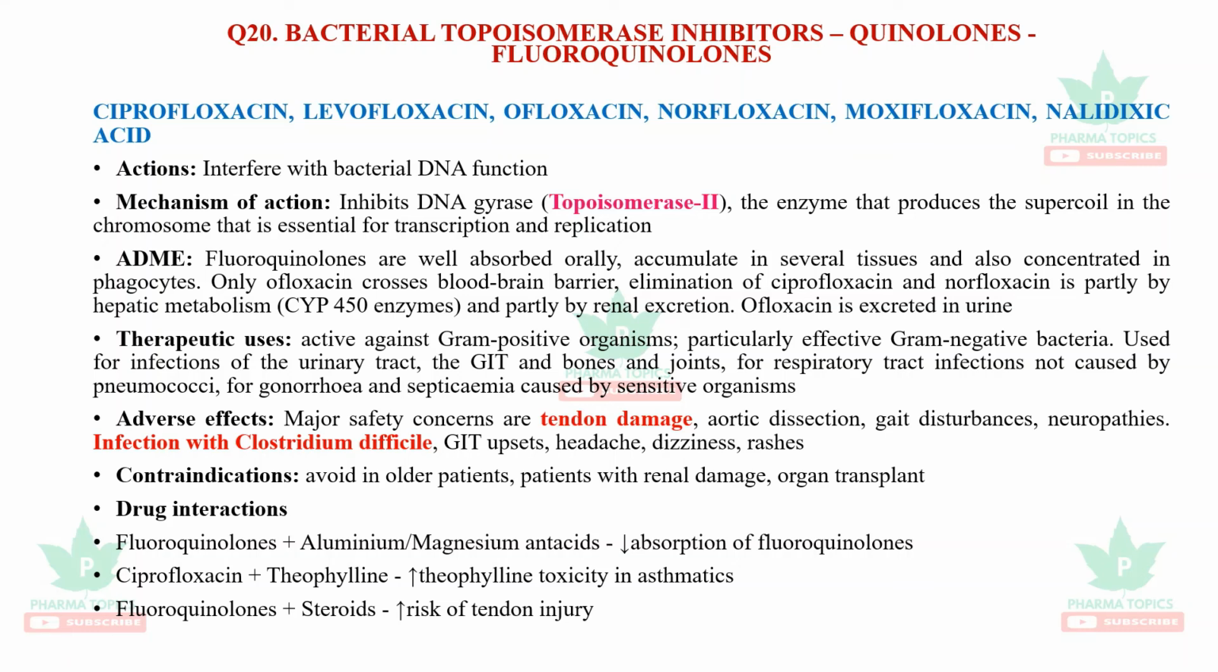They are used for infections of the urinary tract, GIT, bone and joint infections, respiratory tract infections, but it's not useful against respiratory infections caused by pneumococci. It is used for gonorrhea and septicemia caused by sensitive organisms. The adverse effects include tendon damage, aortic dissection, gait disturbances, infections with Clostridium difficile, GIT upset, headache, dizziness and rashes. It should be avoided in older patients and patients with renal damage and patients who have undergone transplantation.